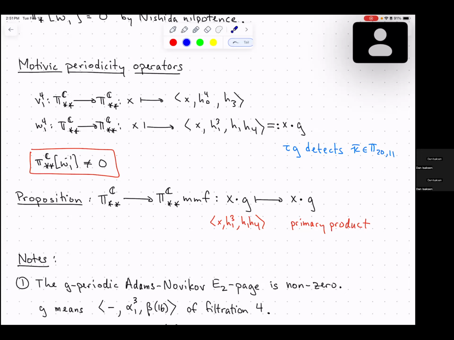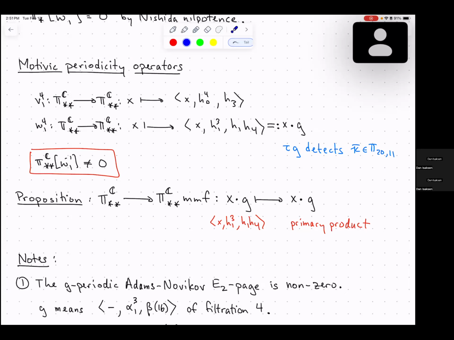All right. So one thing, just to get your hands on this and understand what it's telling you, is to look at the Hurewicz map from the homotopy of the sphere to the homotopy of MMF. So X dot G goes to X dot G, which maybe looks really boring, but there's actually some content here. On the left side, there's a total bracket involving eta 4 and eta cubed. Over here in MMF, G really is an element, and so it's just a primary product. So I'm saying that under the Hurewicz map, total brackets of this form go to primary products of that, and that's just how you do that.